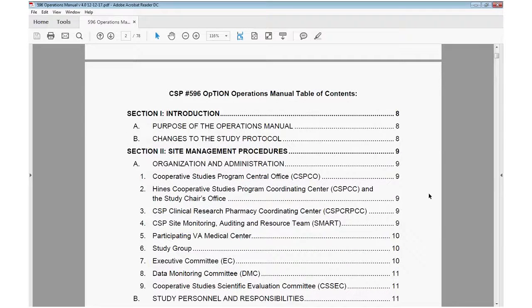I will be skipping over some of this material as it will be more efficient for you to review it on your own, but I will provide a brief description of the material that can be reviewed and what these sections are, and we'll go into more detail for the more critical sections. Section 1 is literally going to be the purpose of the operation manual and changes to the study protocol. So you'll want to review this to get the overall theme behind the study and overall information.